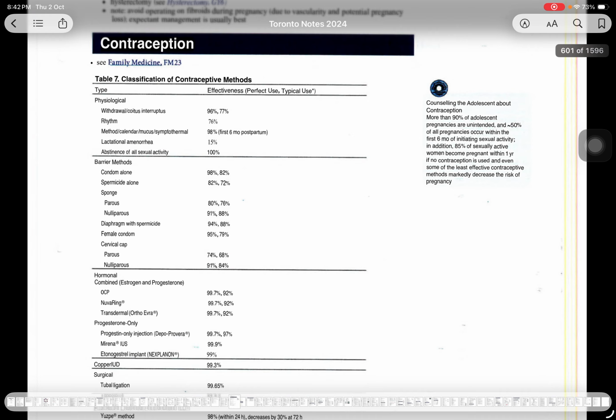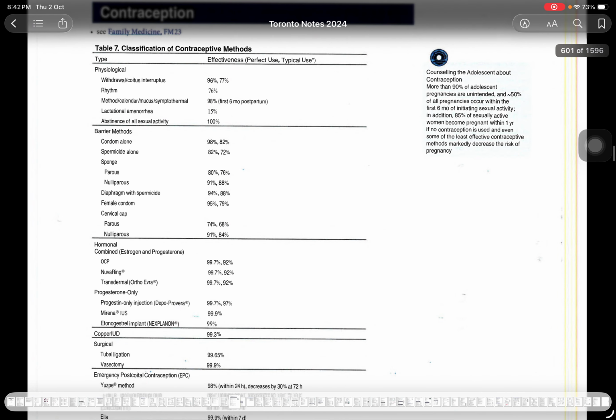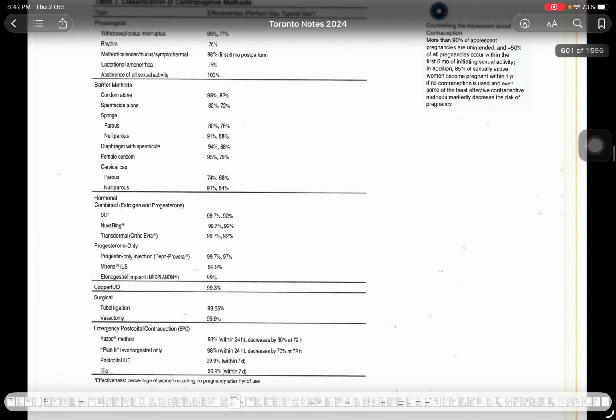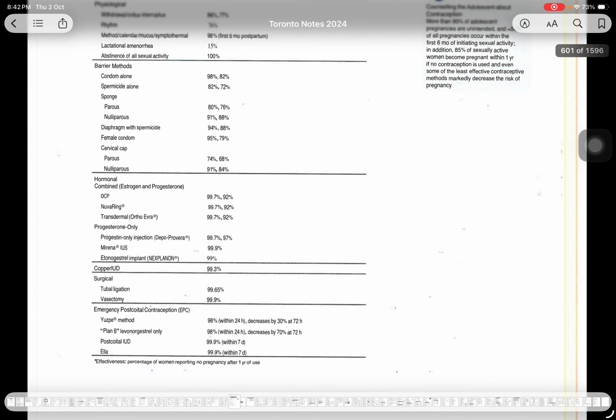So, classification of contraceptive methods: they are physiological methods, and then they have given you the percentage effectiveness of each. You don't have to learn them, but just know which method is 99.9% effective, that is vasectomy or tubal ligation. These are the most effective ones. Or a postcoital IUD within 7 days is also 99.9% effective.